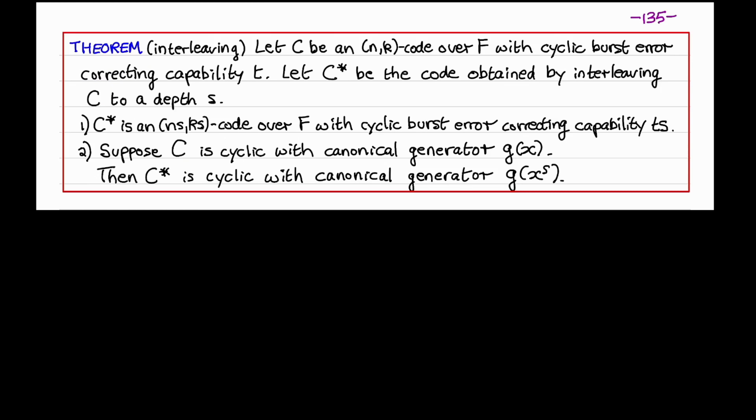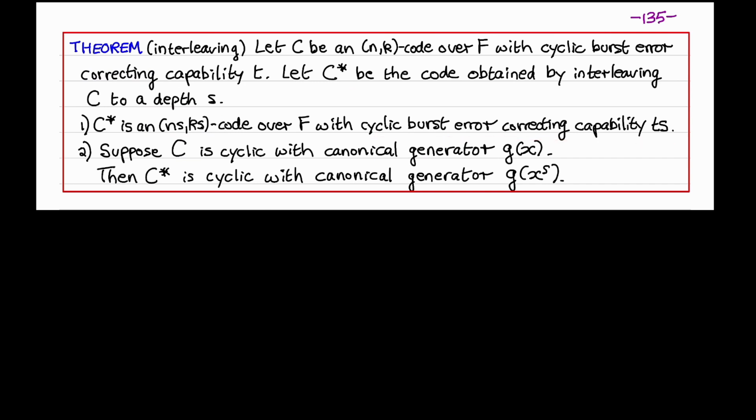I can state the following theorem about interleaving. Let C be an (n,k) linear code over F with cyclic burst error correcting capability T. Let C star be the code obtained by interleaving C to a depth S. So C star is the set of all the fat vectors that you get by interleaving all collections of S code words to a depth S. Then C star is a linear code of length ns, dimension ks, with cyclic burst error correcting capability T times S.